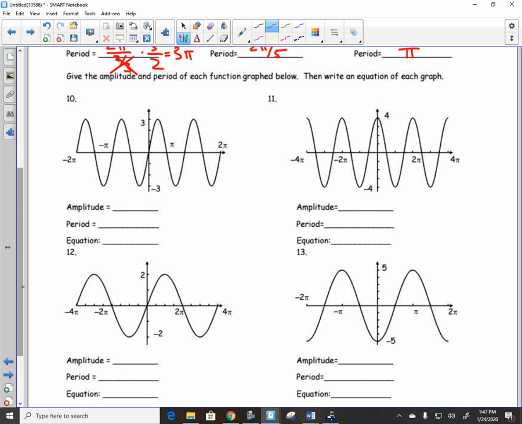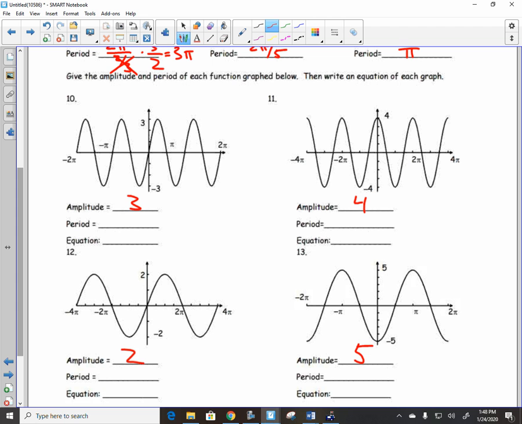Okay, we're not going to come up with the equation, but we are going to identify the amplitude and period by looking at the graph. What do you think the amplitude is for number 10? It is 3. How about for number 11? What do you think the amplitude is? It's 4. How about for number 12? The amplitude is 2. And how about for number 13? The amplitude is 5. Good.